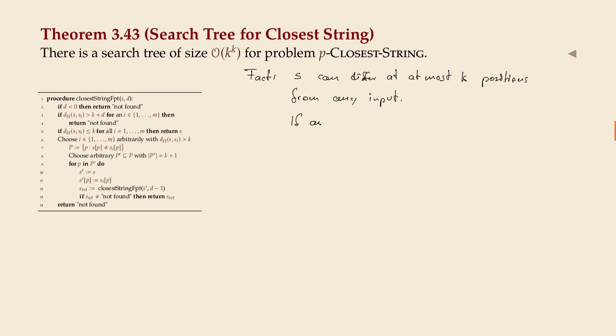So if any candidate solution has too many differences to any of the input strings, then this candidate can't work. So we can't modify it in a certain number of steps to match that one.